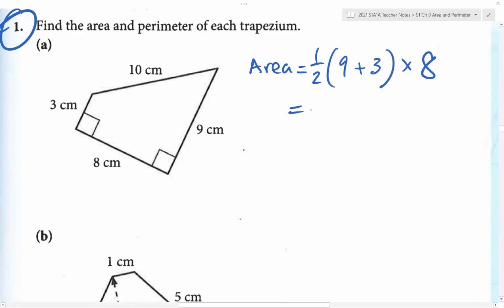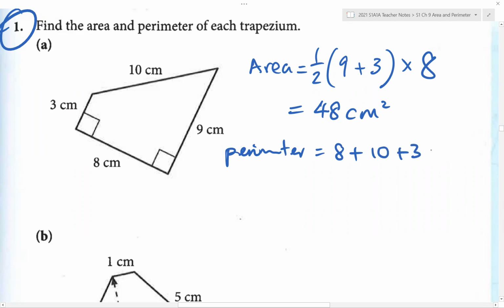Good. So 4 times 12, 48 square centimeters. Okay, Javier, can you give me the perimeter? 8 plus 10. Yeah, plus 3. Huh?